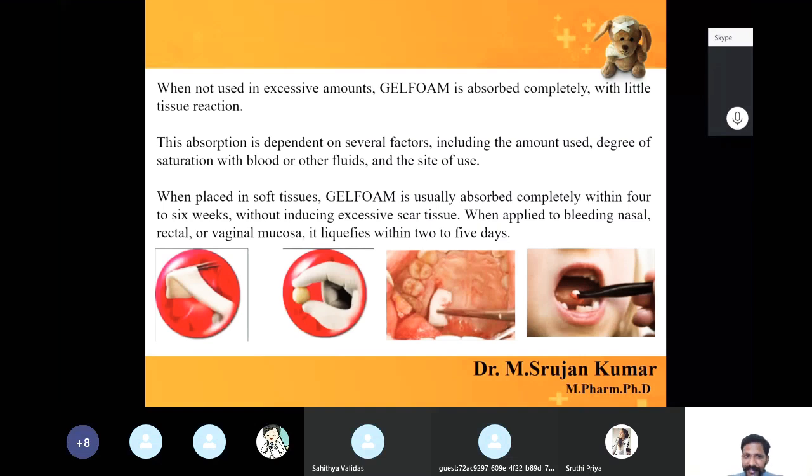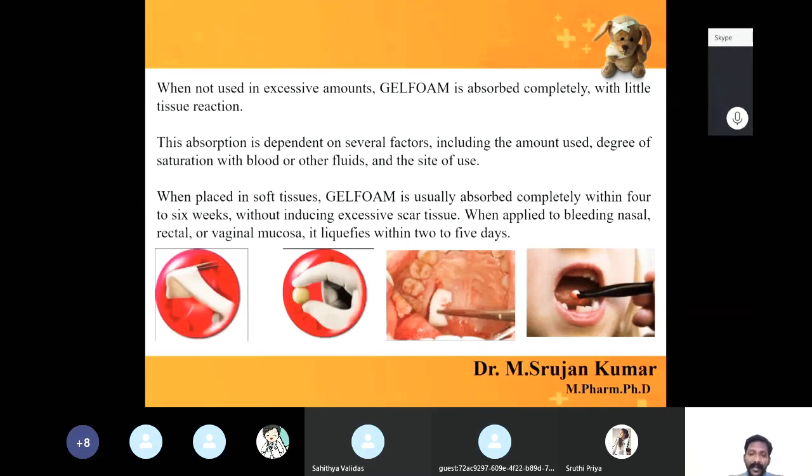When placed in soft tissues, gel foam is usually absorbed completely within 4 to 6 weeks without inducing excessive scar tissue. So here we are talking about a site where your gel foam can be applied. The first site, as an example, is soft tissues. When your gel foam is applied to soft tissues, the absorption time will vary from 4 to 6 weeks. The same gel foam, when applied to your nasal area, rectal or vaginal area, will liquefy within 2 to 5 days. This is how your gel foam behavior will change according to the site of your body.